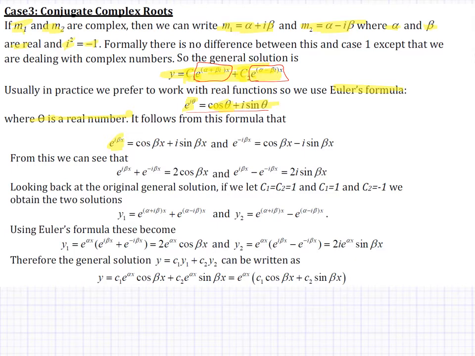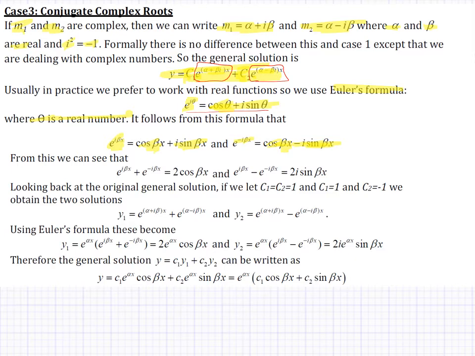I could write this as cosine beta x plus i sine beta x, where beta x is in place of the theta. And if I had e to the minus i beta x, I could write that as cosine beta x minus i sine beta x. And that's where theta would be negative beta x. In that case, we're also using the idea that sine and cosine are odd and even functions, respectively.